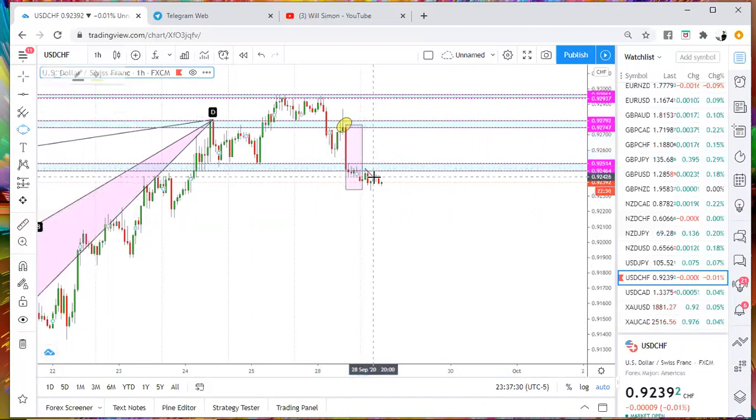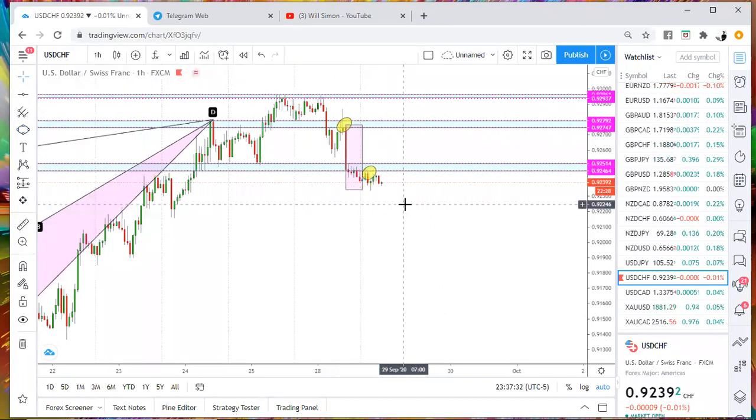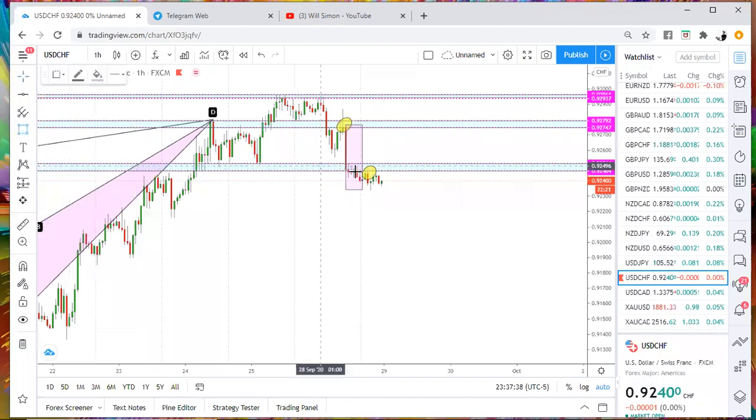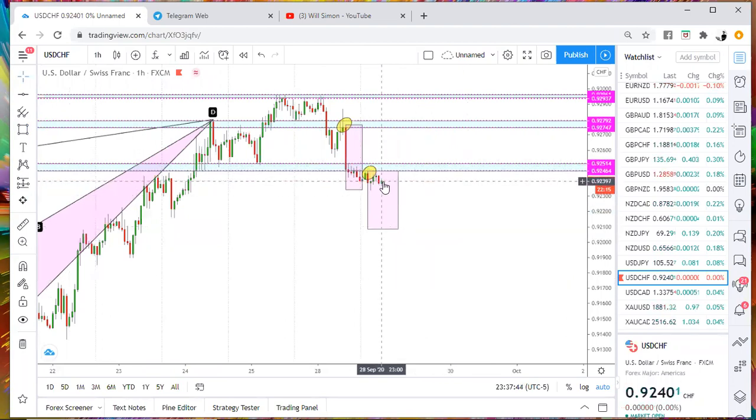Now, I'm not saying to take this trade. Obviously, trade at your own risk. Past results do not indicate future results. Results are not typical. It does require a lot of hard work, dedication, time, and energy to learn how to trade. But this is what we're looking for. If these candles move towards this direction, that means good. If these candles move towards this direction, that also means good, right?